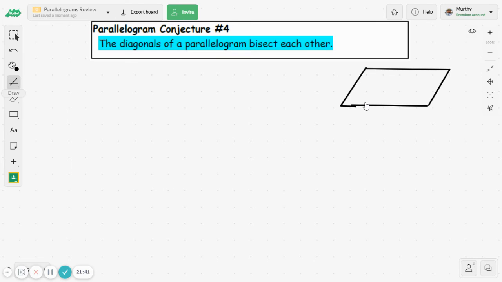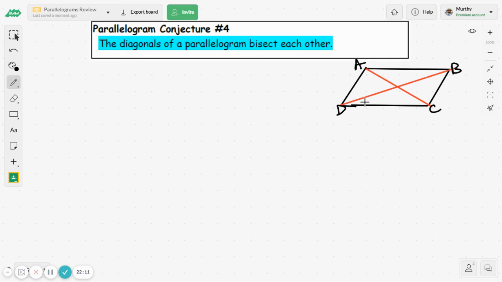Do you know what diagonals are? These two points are joined. This is one diagonal, and these two points are joined. This is another diagonal. So the diagonals bisect each other. What do you mean by bisection? Let's say that this is a parallelogram ABCD, and AC bisects BD.